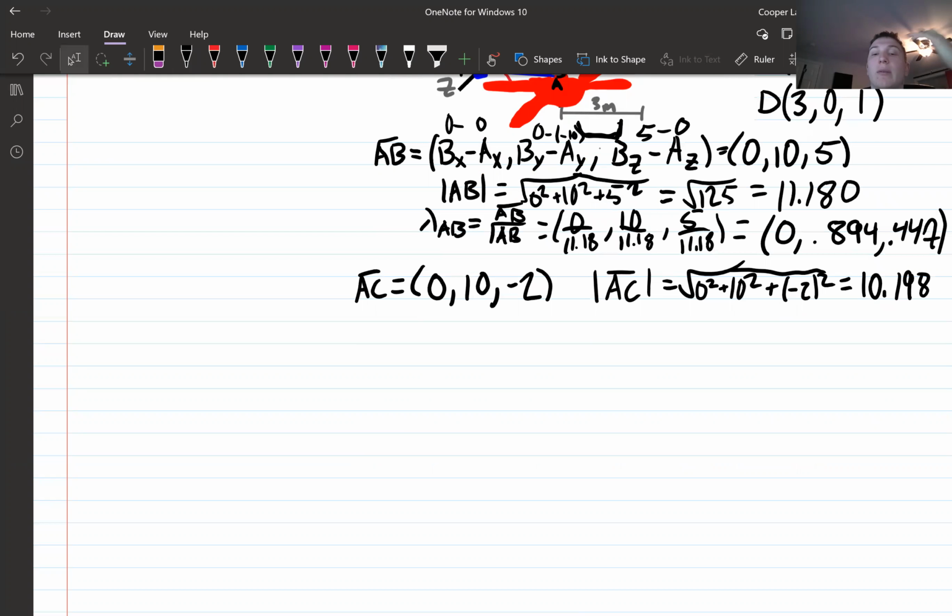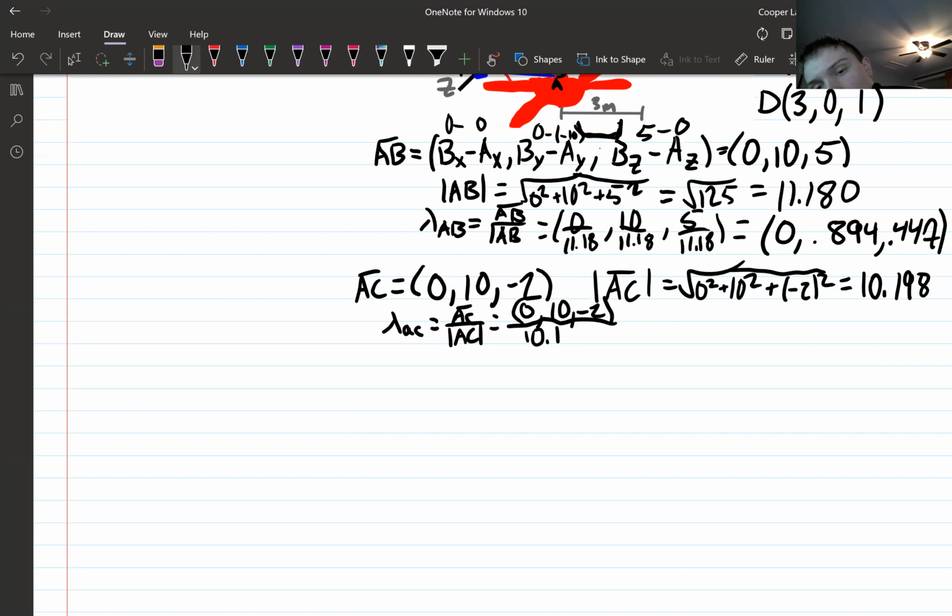Now what I'm going to start doing is calculating lambda AC. So lambda AC equals my AC values divided by my magnitude of AC. This equals 0, comma 10, comma negative 2, all divided by 10.198. You can write it this way or the way I did for AB. It makes no difference. The way I did for AB was actually just multiplied out.